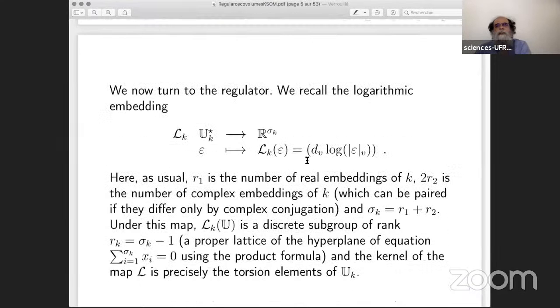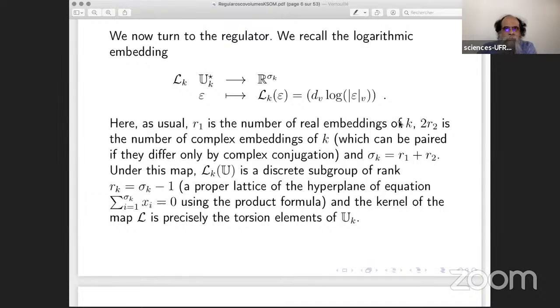Okay, so now I turn to the regulator. I first recall the notations. We take the logarithmic embedding. You go from the units to R to the number of places, which is the real places, plus the number of pairs of complex embeddings. And you pair the complex embeddings using complex conjugation. You define sigma_K to be r1 plus r2. And you just take the log of the absolute value of the unit, multiplied by 1 or 2, depending on whether the place is real or complex.